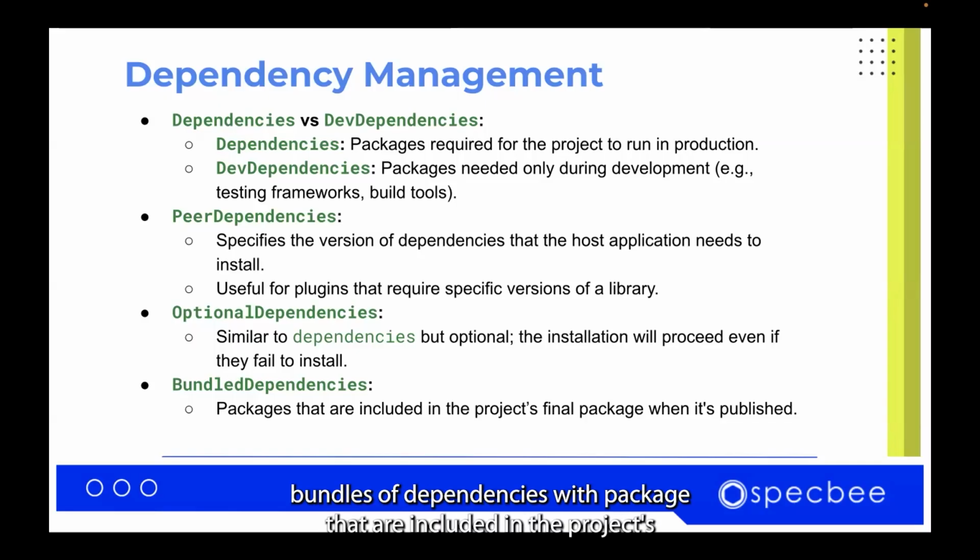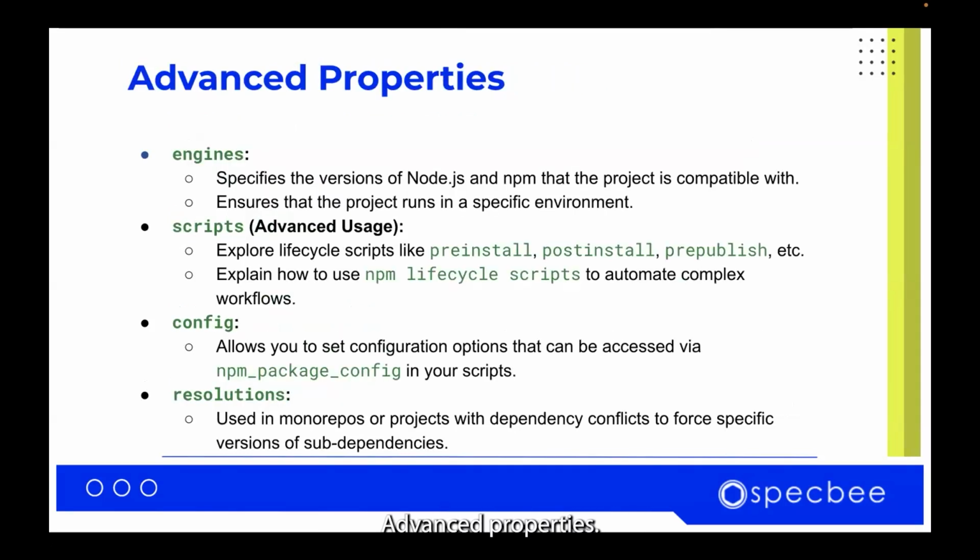Bundles of dependencies with packages that are included in the project's final packages will be published. Advanced properties. These are some of the advanced properties in the package.json, like engines, scripts, config, and resolutions. Engines will be the specific version of Node that the npm project needs to run on, to make it compatible for all the packages which we are going to use, ensuring that the project runs in the specific environment.